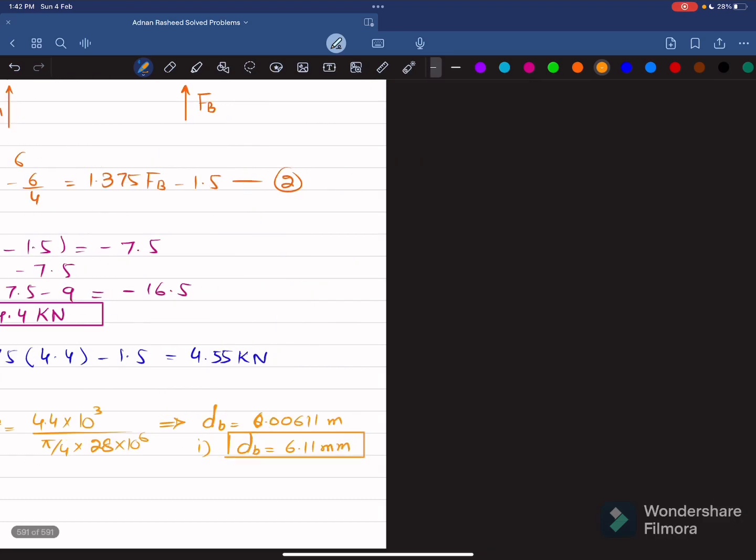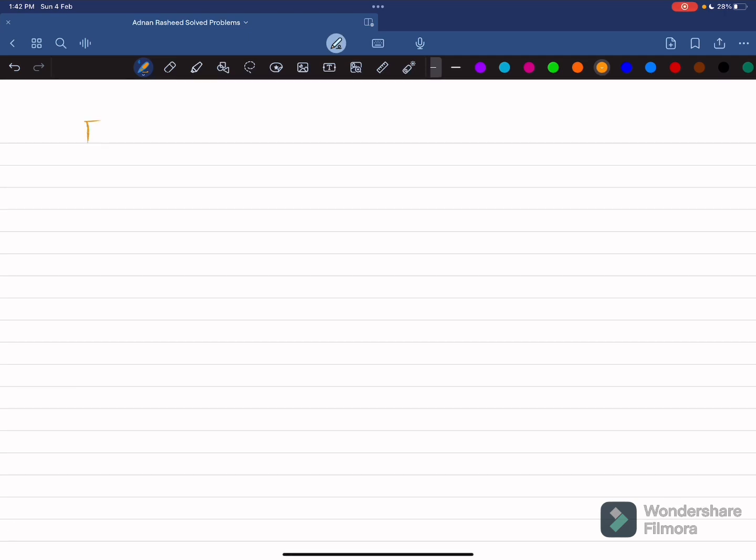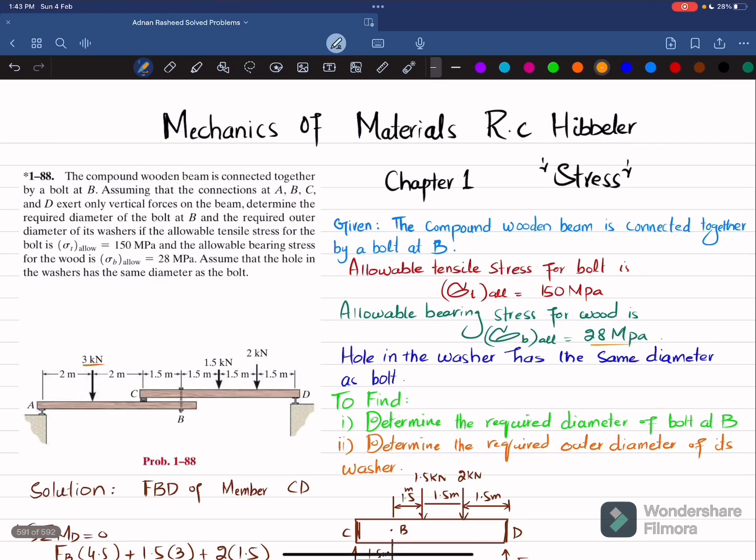Now we'll move towards the second part, and in the second part we have been asked to find the outer diameter of the washer. So for the washer, if this is a circular washer, clear, the inside diameter will be the diameter of bolt, so this will be dB, and we will need the outer diameter of the washer. Clear? This is dW. So bearing stress: you can see that this washer is in contact with this wooden piece, so bearing pressure will be there.